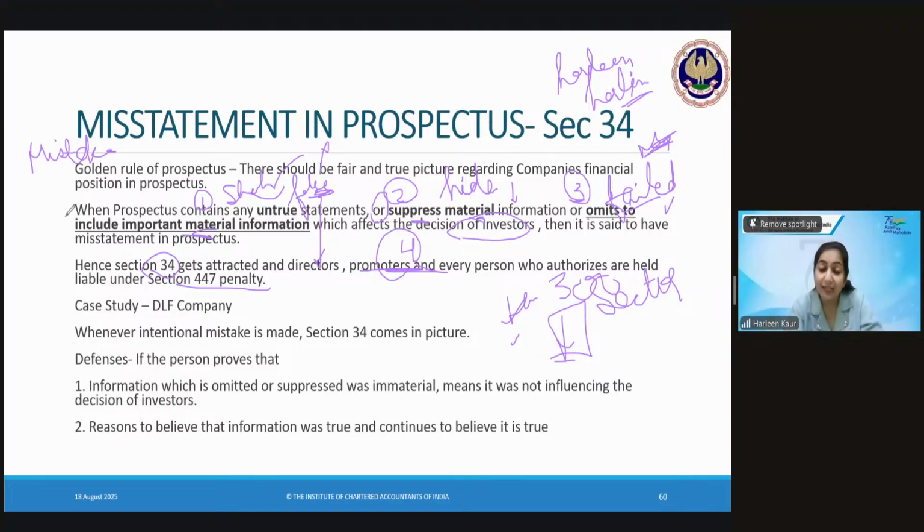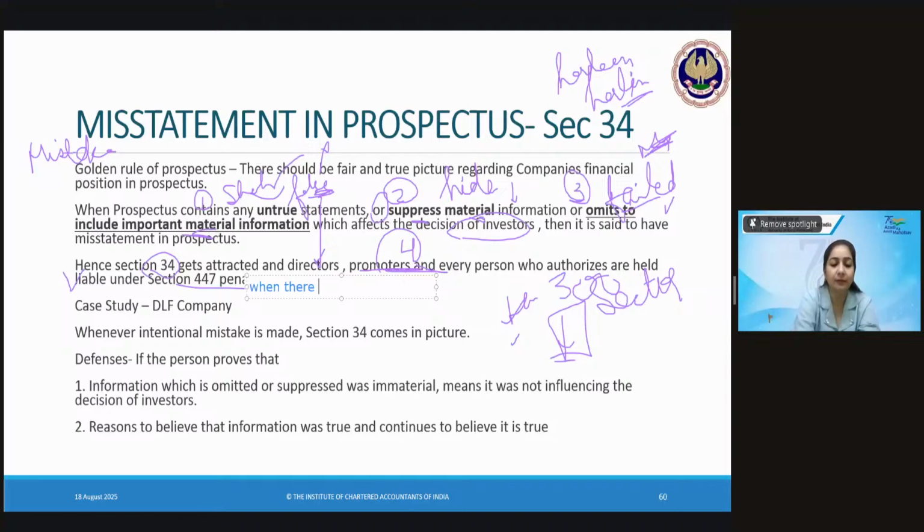That is intentional, so here it is not a mistake. You are intentionally trying to cheat. You have bad intentions in the mind. Then it is a misstatement in the prospectus. Means आपने जानबूझकर अगर गलत करा है, intentional mistake है, जो से fraud कर रहे हो, तो section 34 की criminal liability hit हो जाती है. Write down in your notes.